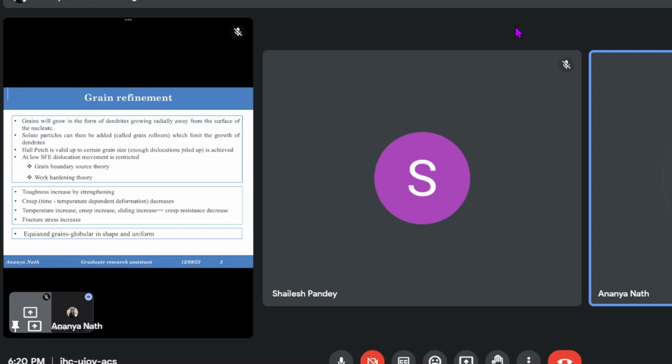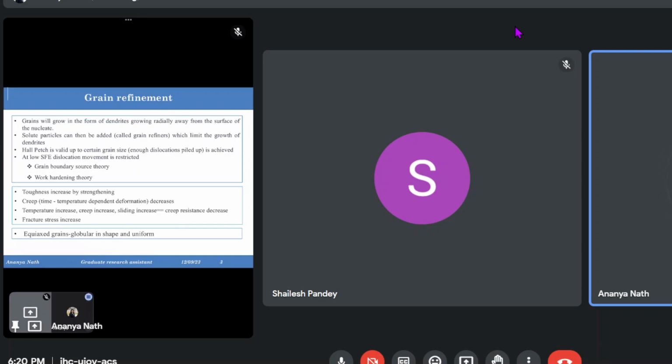Hall-Petch is valid up to a certain grain size, which is achieved by nucleating and growing the grains. It will be valid only if there are enough dislocations piled up, because for grain refinement, if the dislocation pile up is enough, then only we can use this Hall-Petch equation. And there was another important thing, which is that at low SFE or stacking fault energy, the dislocation movement is restricted. These all topics are interrelated, and we'll get to know how this grain refinement and these things are taking place.